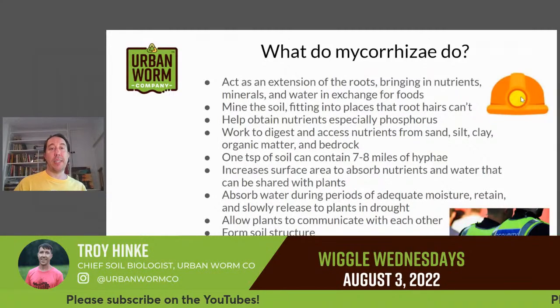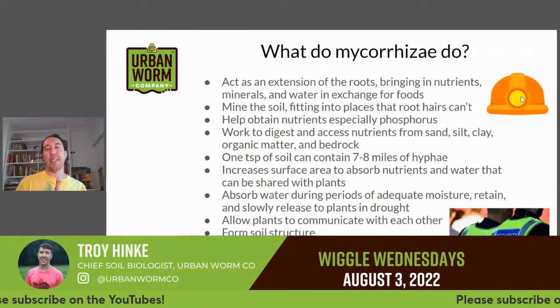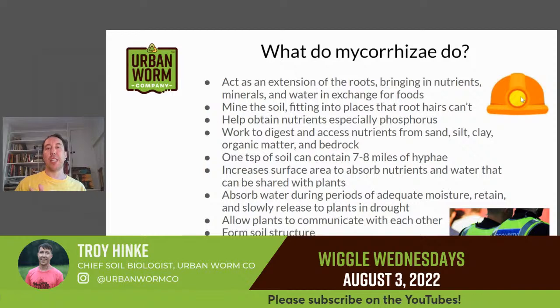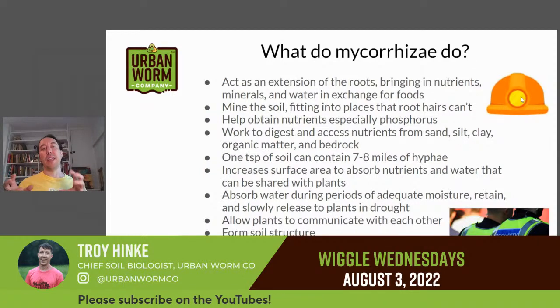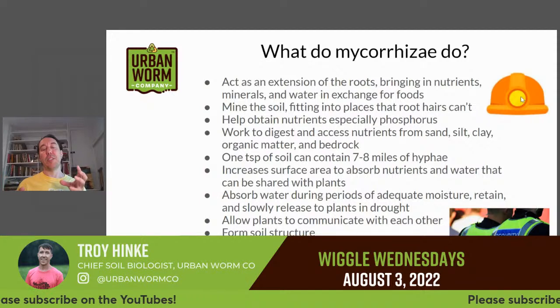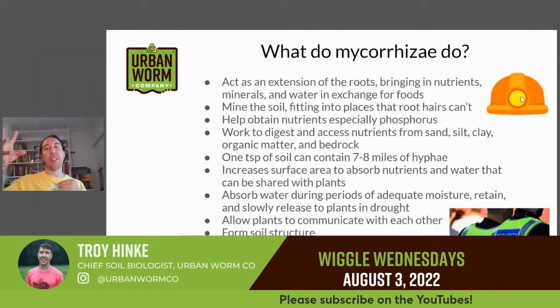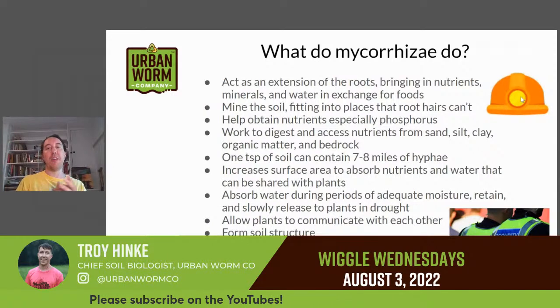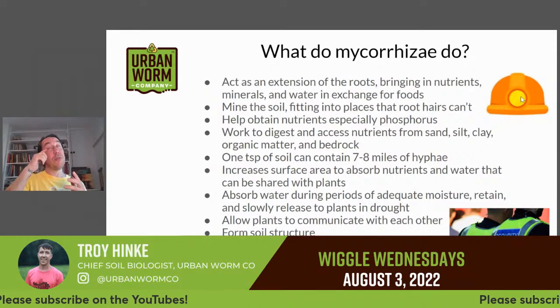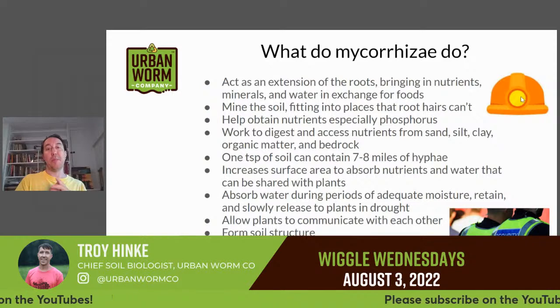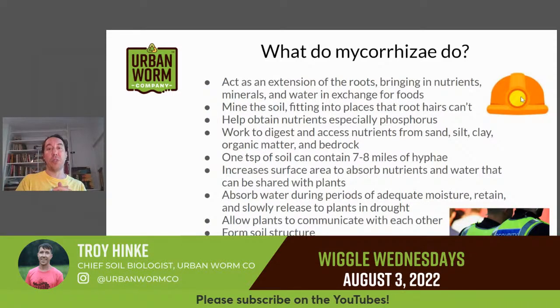So what do mycorrhizae do? They're going to act as an extension of the roots that are going to bring in nutrients, minerals, and water in exchange for food. So they've got a symbiotic relationship where the hyphae of mycorrhizal fungi are going to connect to the roots. The plant is going to be producing a lot of energy. We've talked about this with other soil food web characters, where plants, through photosynthesis, are producing energy, and the majority of that is going out through the roots to feed soil biology.